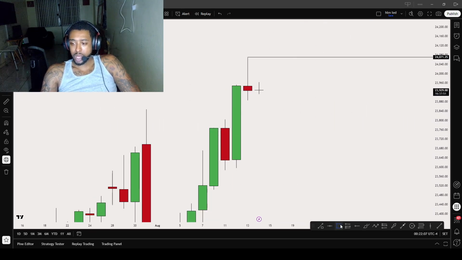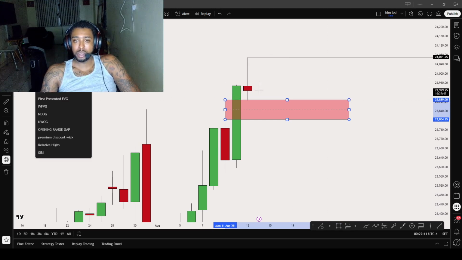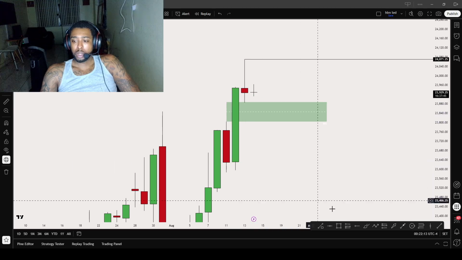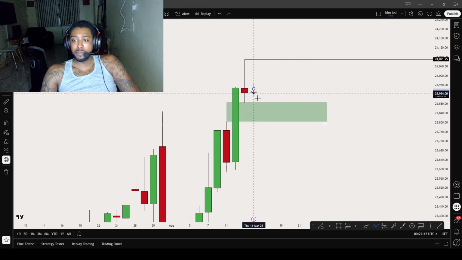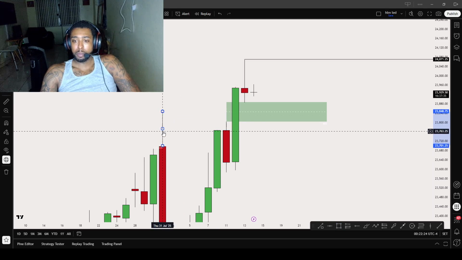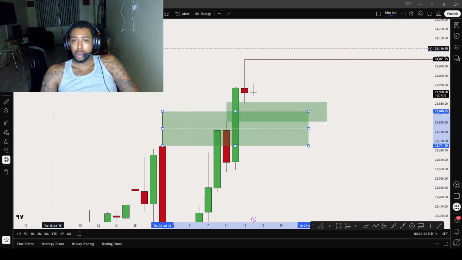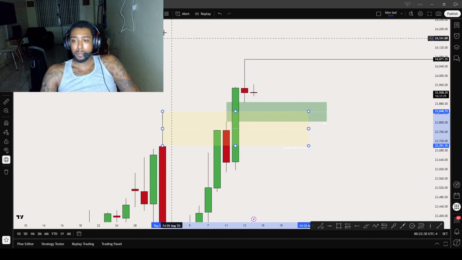But what do we have right here? We have a BISI, buy side imbalance, sell side inefficiency, right? So we could be expecting it to come back into this range, this inefficiency, touching. Let me draw that. This is an important level, which is a discount wick, right?